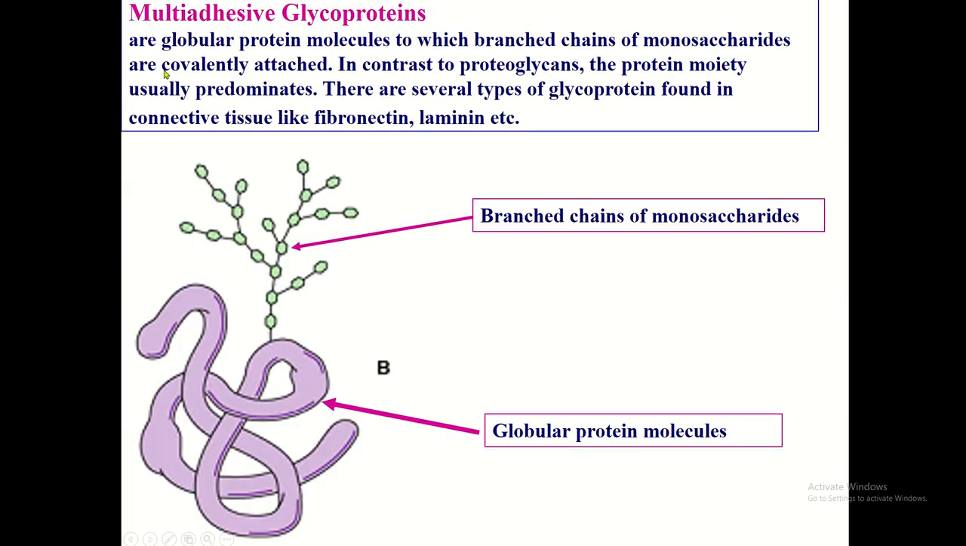Multi-adhesive glycoprotein. These are globular protein molecules to which branched chains of monosaccharides are covalently attached. In contrast to the proteoglycans, the protein moiety usually predominates, and there are several types of glycoprotein found in connective tissue, like fibronectin and laminin.